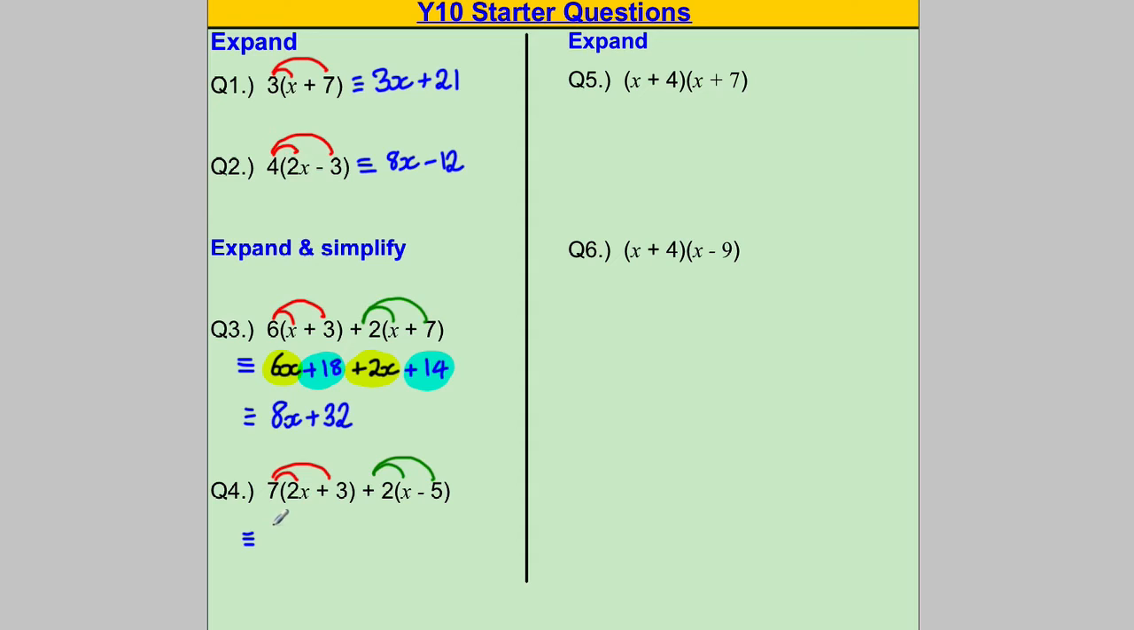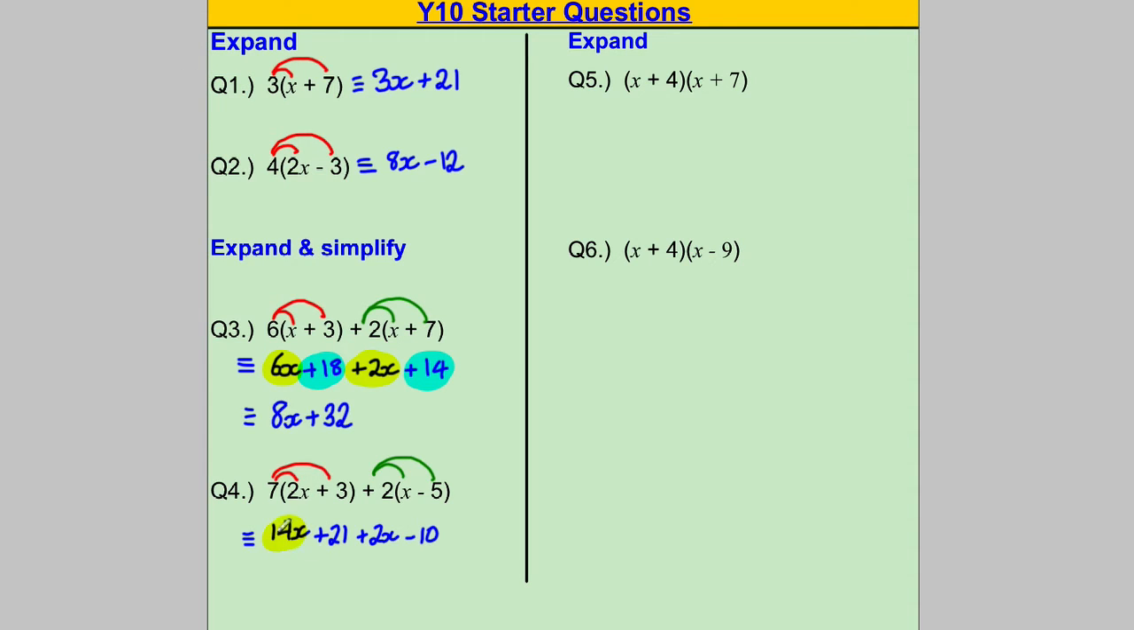7 multiplied by 2x is 14x. 7 multiplied by positive 3 is positive 21. Positive 2 multiplied by x is positive 2x, and positive 2 multiplied by negative 5 is negative 10. Don't forget to collect like terms.